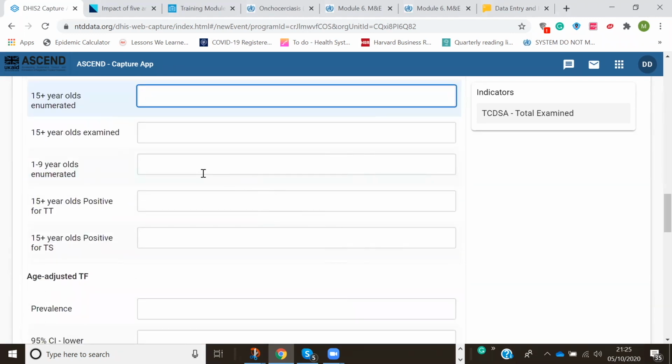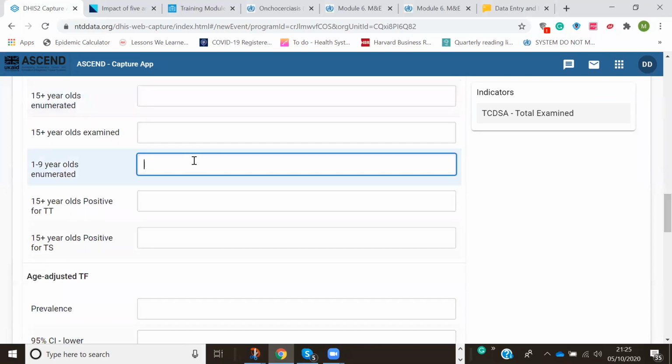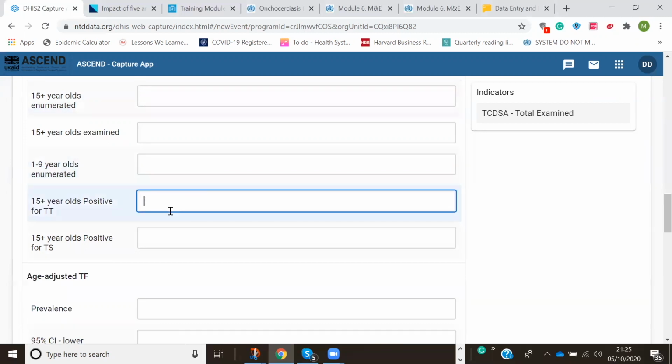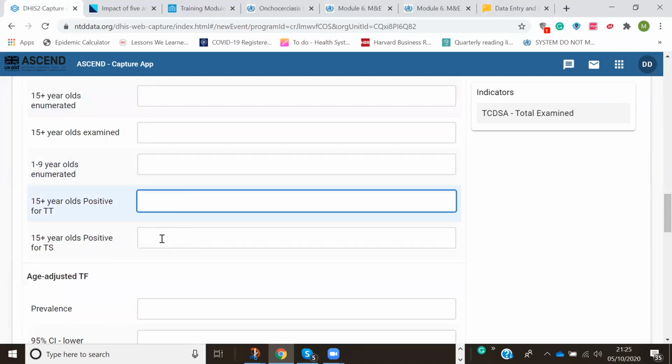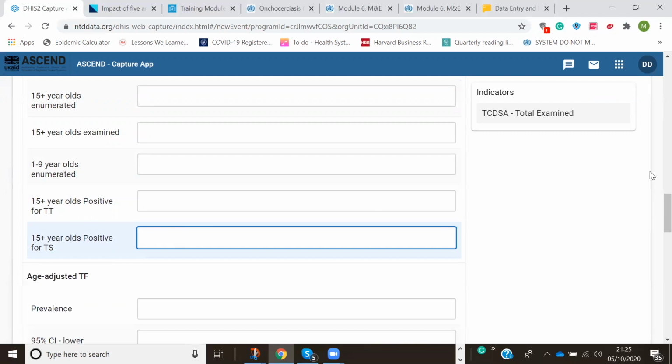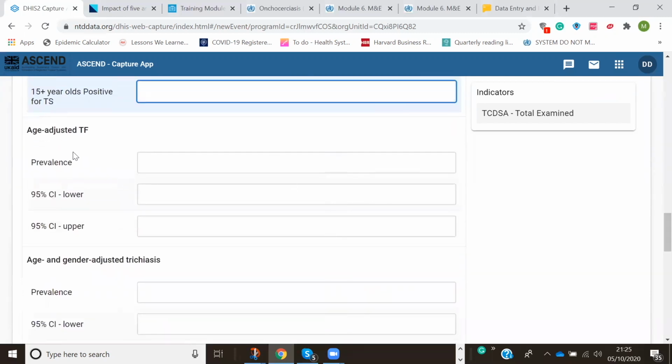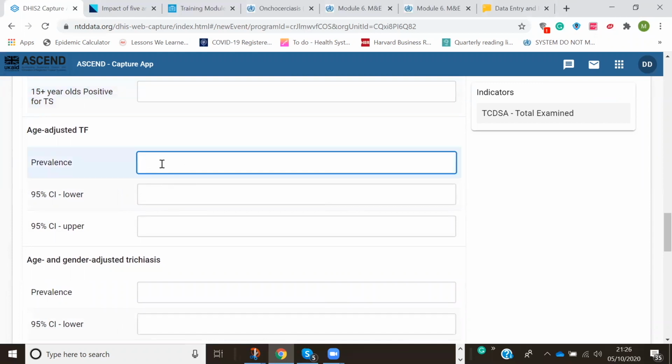We also need to indicate the number of 1 to 9 years old who are enumerated and positive, the 15-year-olds who are positive for TT, enumerated. Also, we have to indicate the 15-year-olds positive for TT, and then 15 plus who are positive for TS. The same information, this is usually pre-calculated, so you'll only need to get it from the pre-calculated tables that will be defined by the IPs or by the person responsible for doing this analysis.